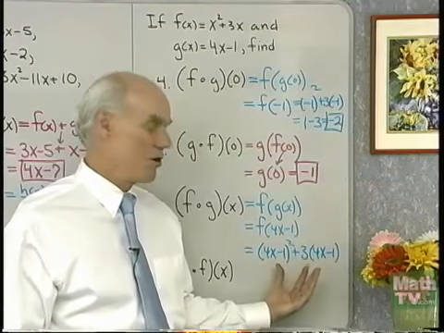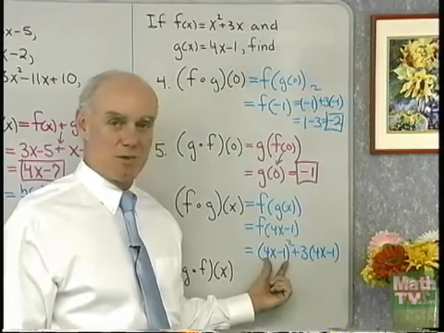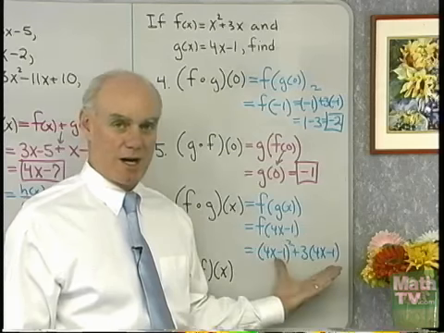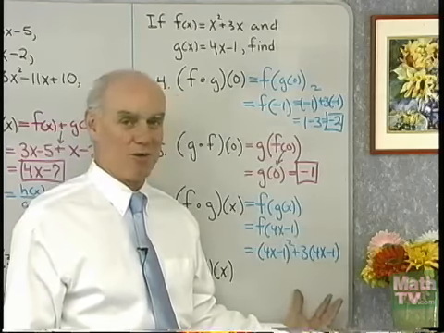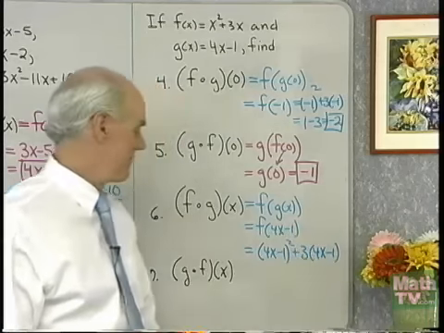If you're doing this on your homework, you want to go ahead and simplify this. Multiply this out, (4x minus 1) times (4x minus 1) plus 3 times (4x minus 1), then combine similar terms. But I'm about to run out of room here, so I'm just going to leave it there. You can finish this problem. Let's look at the next one.